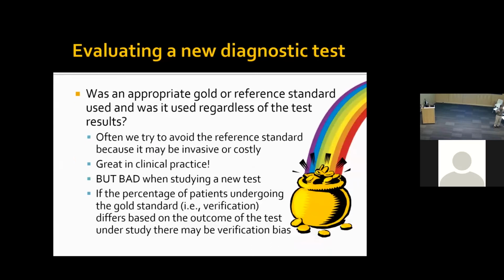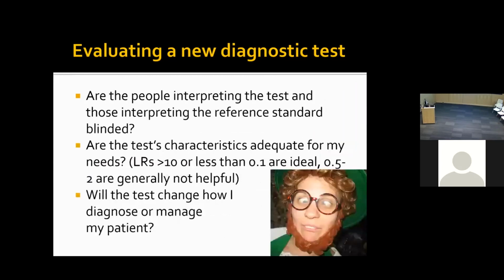Was an appropriate gold or reference standard used, and was it used regardless of the test results? Of course, we try to avoid the costly gold standard most of the time, especially if it's autopsy. That's a good one to avoid. That's great in medical practice, but it's not good when you're doing a new diagnostic test. You have to go all the way out to find out what really happened under the gold standard in both the people who had a positive test and those who had a negative test. Otherwise, you're subject to something called verification bias. Are the people interpreting the test and those interpreting the reference standard blinded? Again, back to some basic principles.